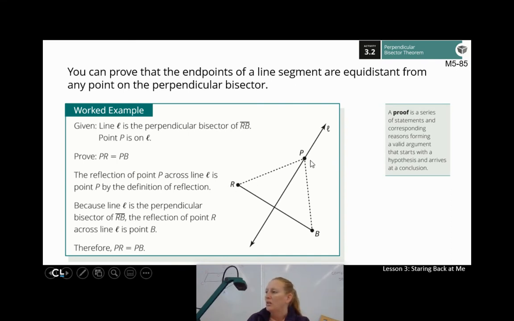And so this is what we call a proof, where we go through and say, hey, the reflection of point P across the line is point P, right? If I were to fold on that line, P is not going anywhere. Because line L is the perpendicular bisector of RB, the reflection of R goes onto B, and so PR should equal PB.